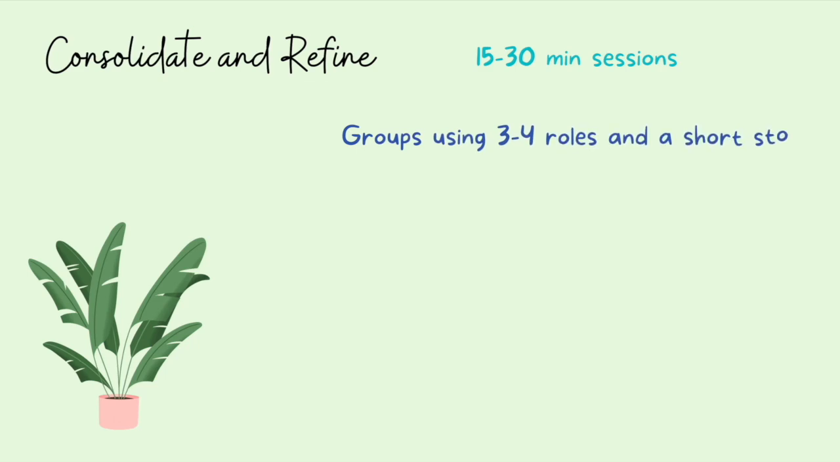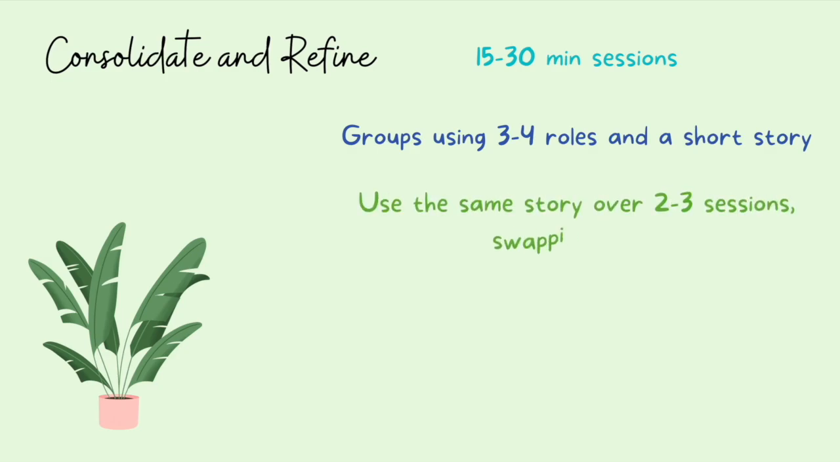Groups can now start practicing 3 to 4 roles at a time, and they can use a short story which is a couple of pages long. They can keep using the same short story over a number of weeks or sessions, swapping roles as they go through each time, so they get a chance to practice each role using the same short story. The whole class can be using the same short story at this stage, or you can find a number of different ones. It's up to you.